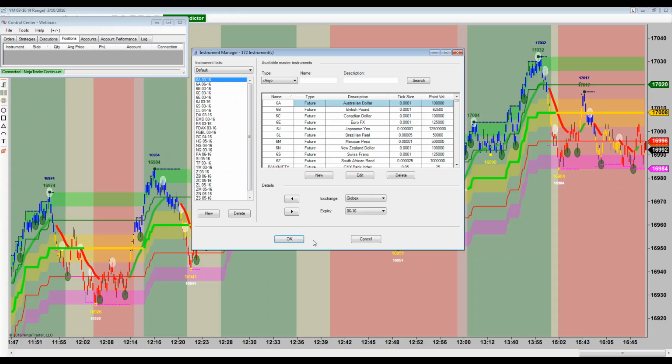Now, does everybody see how to do that when you roll it? After you do it on your instrument manager, go back and do all your charts so that you're in sync with the markets. So you're not trading the March contract when you really should be trading June.